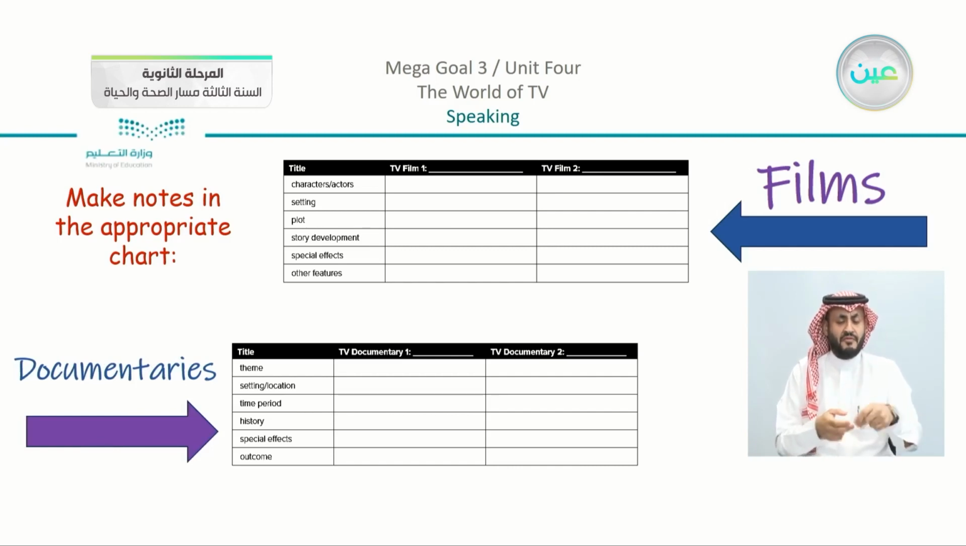So the table here, you can see that there are the different elements that I just read with you. And of course there is TV film number 1, TV film number 2, or documentary number 1, documentary number 2. You are going to just fill in the chart and then use the chart that you have here to speak in class with your other classmates.